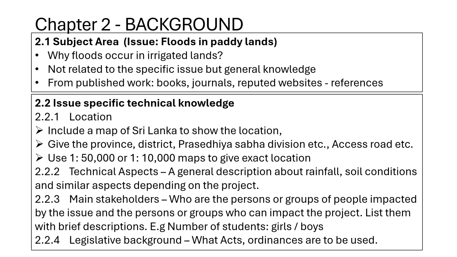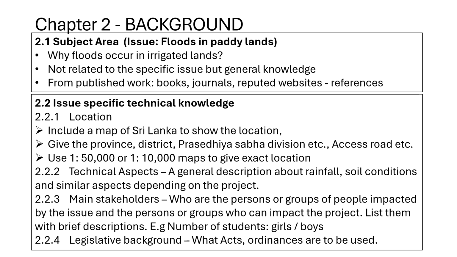Then you come to the specific issue and the technical knowledge about the specific issue. Location is very important. You have to find the location. I told you you have to include the map of Sri Lanka to show the location. Give the province, district, Pradeshiya Sabha division or whatever, and then you can give the access road. Also, you can use 1:50,000 maps or 1:10,000 maps to give the exact location. Right?